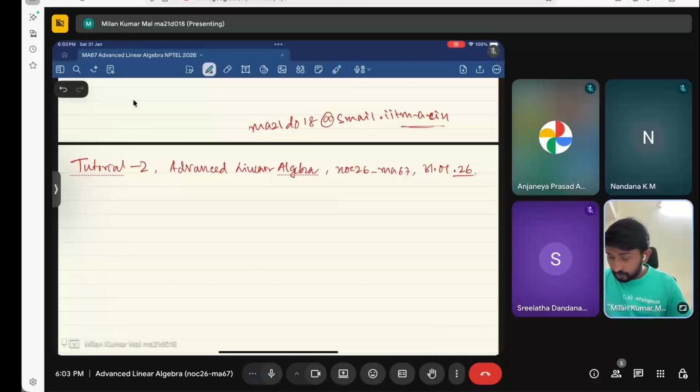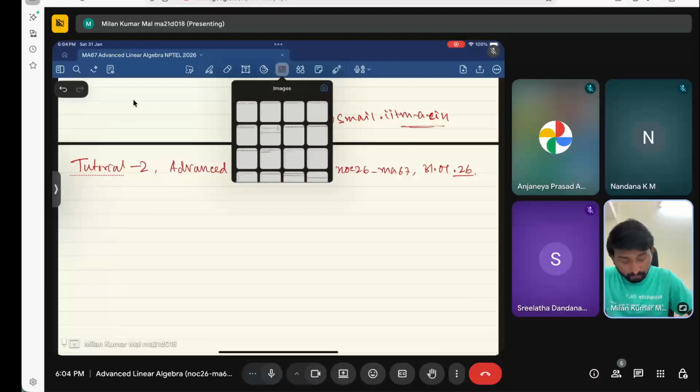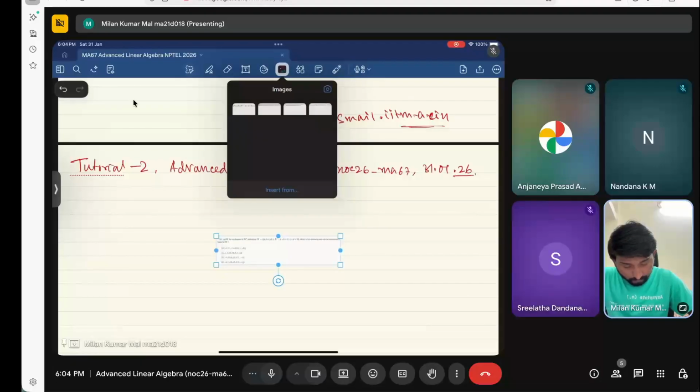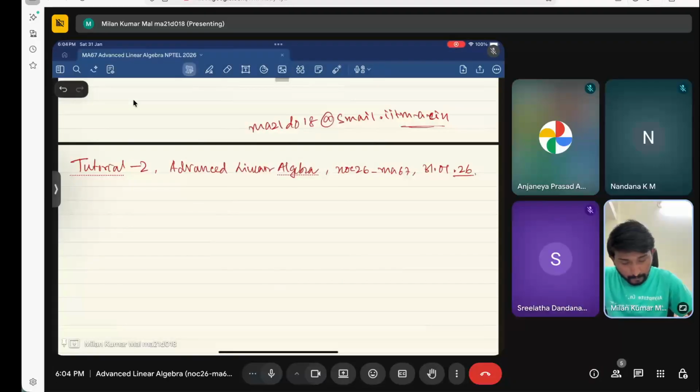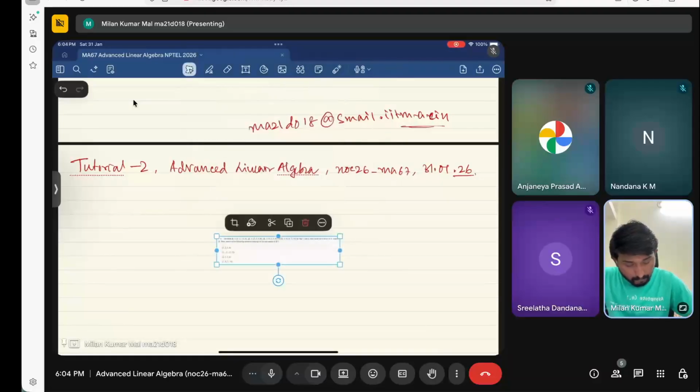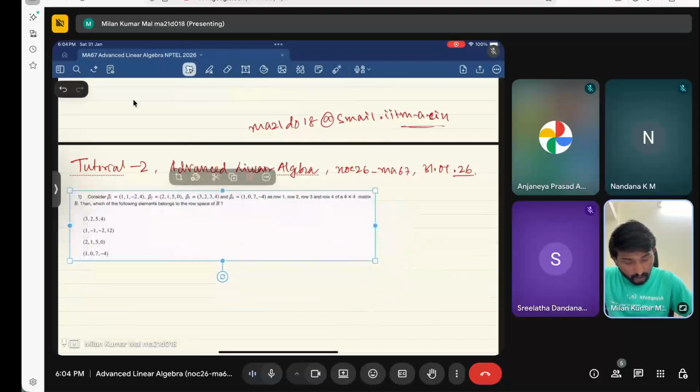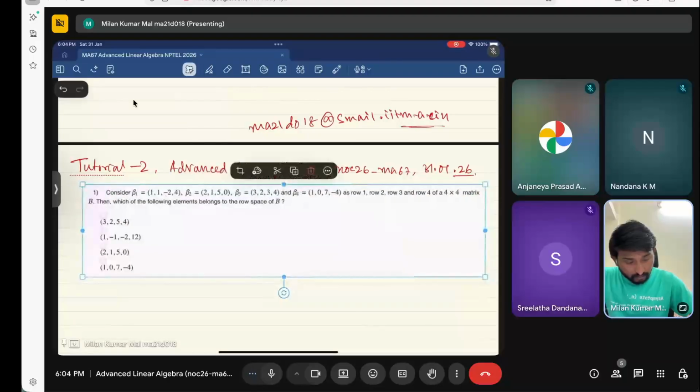Today we'll discuss the basis of a vector space, and also, if we change the basis, what will be the conversion matrix. Regarding those things we'll be discussing. So let's start with a problem. I hope this is visible right now.